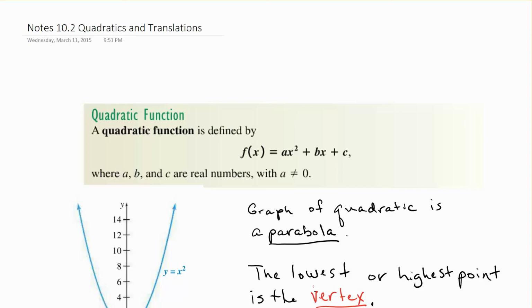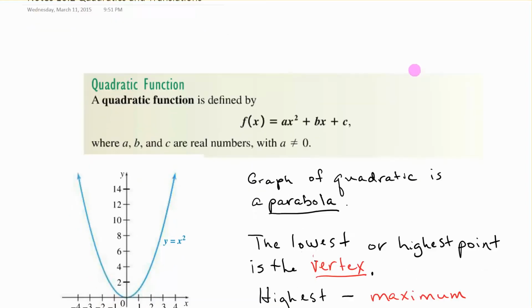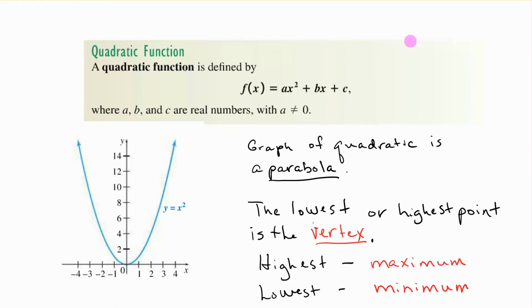This is section 10.2, quadratics and translations of functions. A quadratic function is defined by f of x equals ax squared plus bx plus c. We're used to seeing that. Most of us know that it is a parabola in shape. The lowest or highest point is called the vertex.